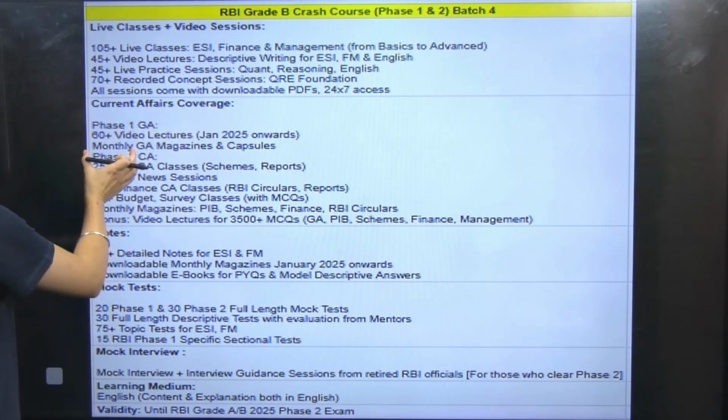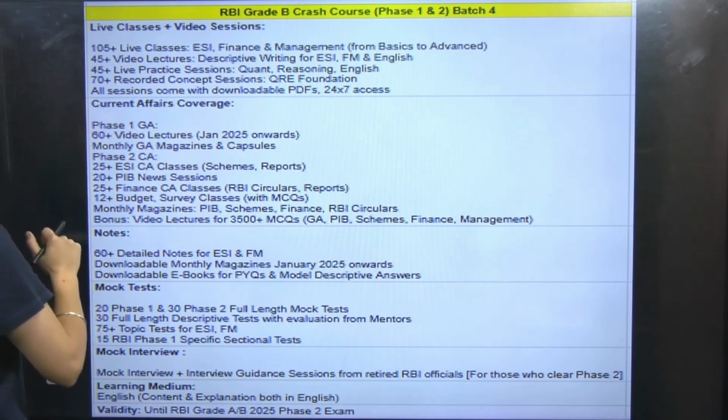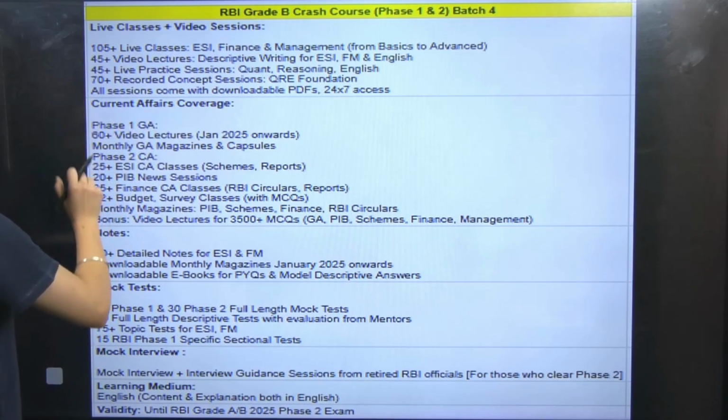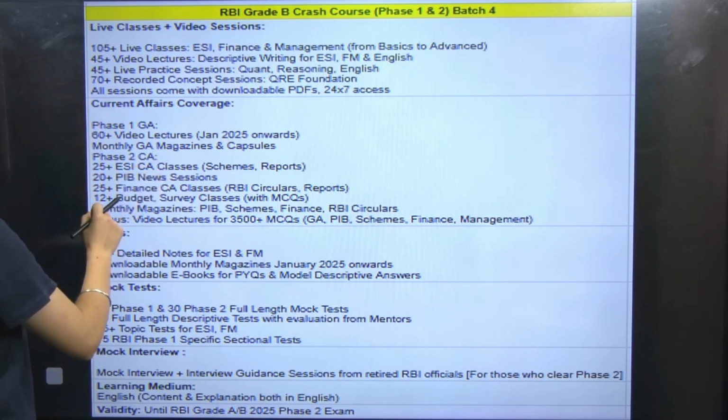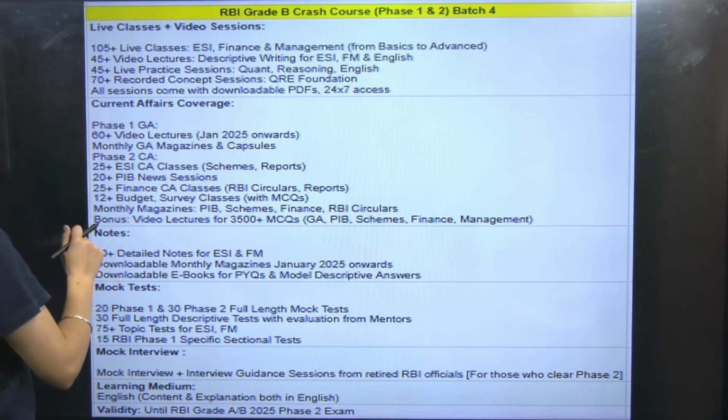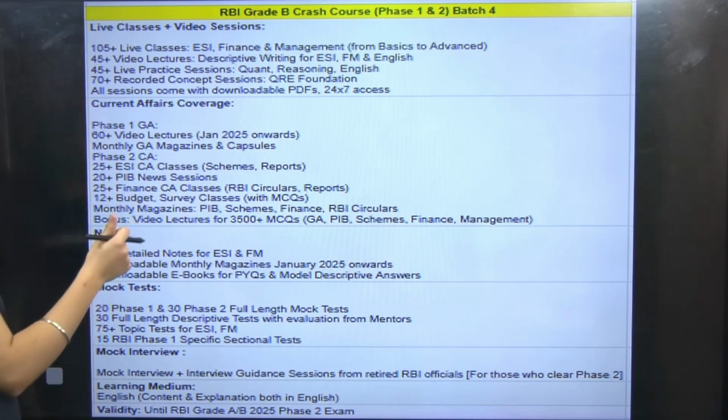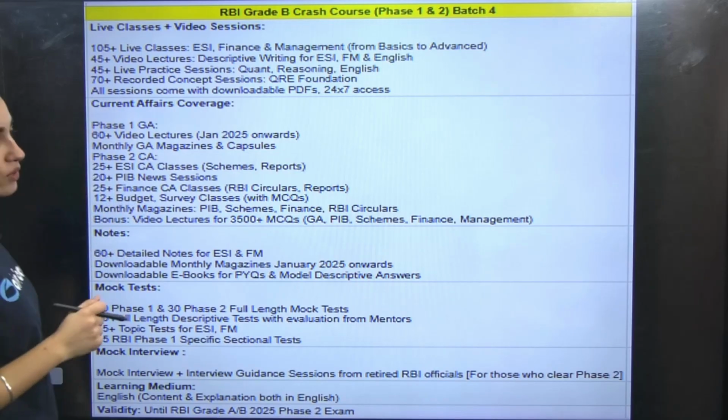So we are taking into consideration phase 1 as well as phase 2 current affairs also, in which for phase 1, 60 plus video lectures will be there. For phase 2, 25 plus lectures will be there, specifically ESI CA classes. 20 plus PIB news sessions will be there. 25 plus finance CA sessions will be there. 12 plus budget survey classes with MCQs are going to be there.